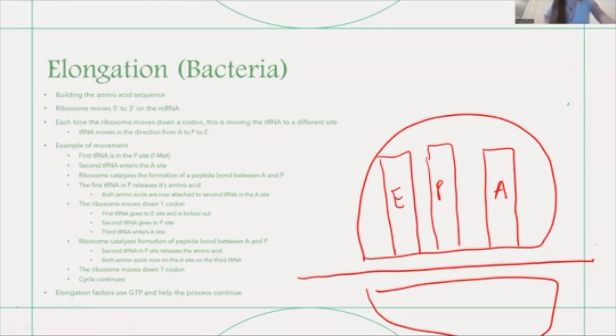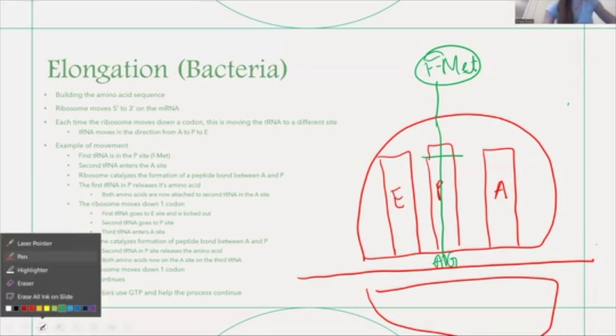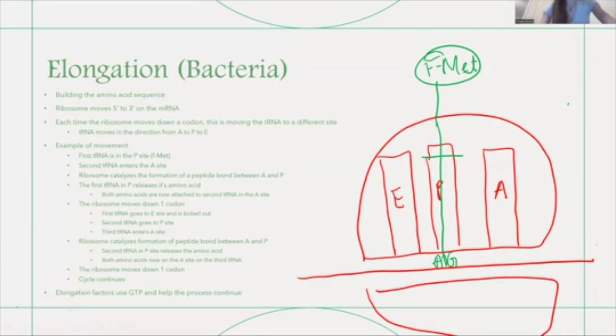And I'm going to go ahead and go right back to where we were at the end of initiation, where we have our AUG, we have our tRNA, and this tRNA is bound to F-methionine. All right, and then I'm going to go ahead and add in a couple other codons. I'm going to add GGC and AAA.